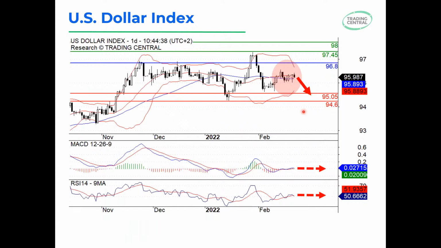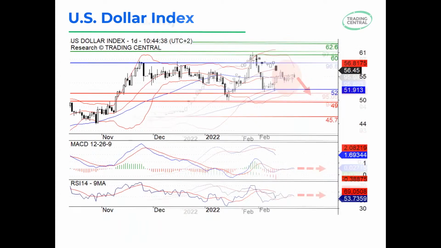So have a look. Why do I point out the US dollar? Because in the trading of oil, commodities, and gold, usually commodity prices go in the opposite direction of the dollar. If the dollar falls, commodity prices will usually go up. So I would like to turn your attention to the momentum of the US dollar.